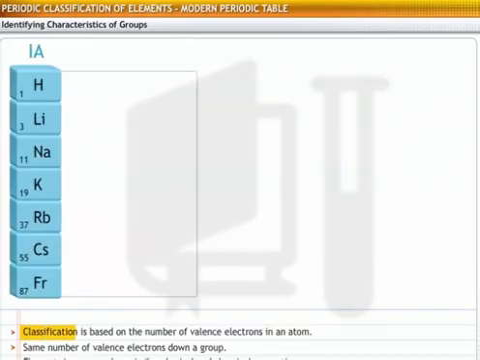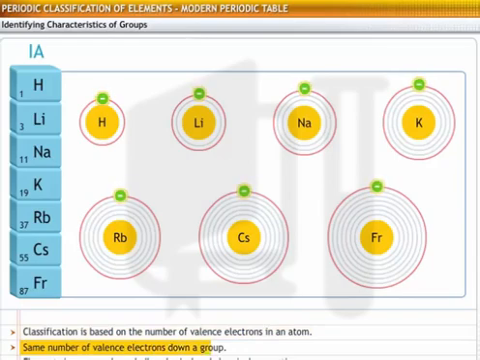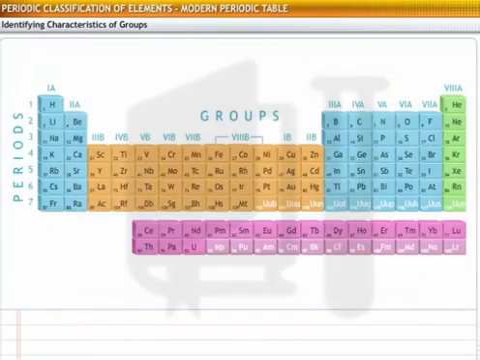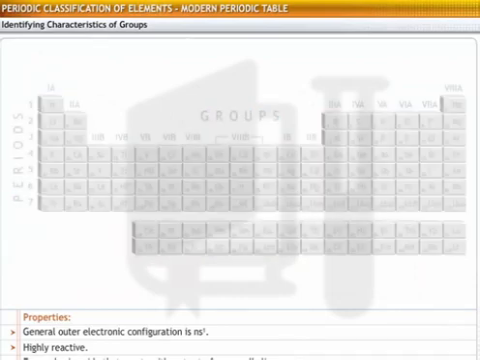The classification in groups is based on the number of valence electrons in an atom. The number of valence electrons of elements down a group is the same. Therefore, the elements in a group show similar physical and chemical properties. Let's take a quick look at the properties of the elements in each group to examine their similarities.